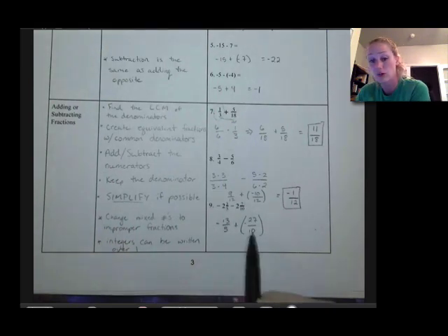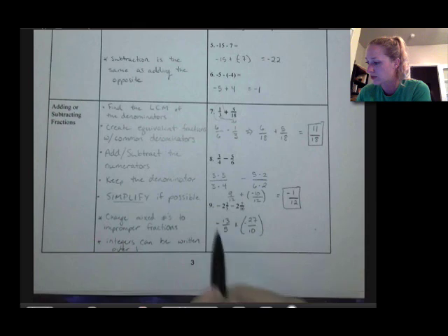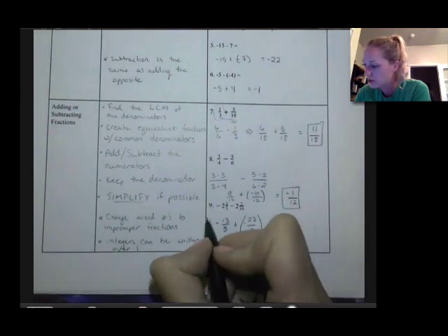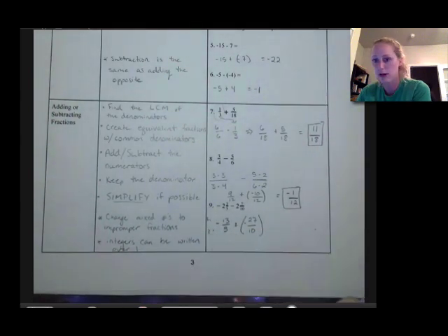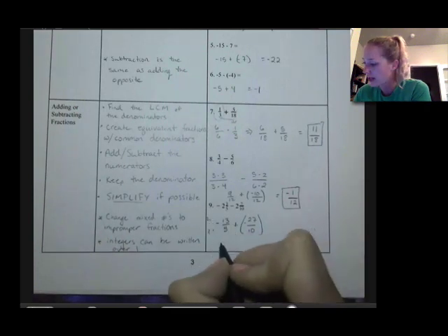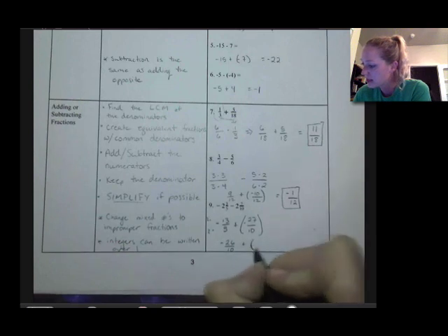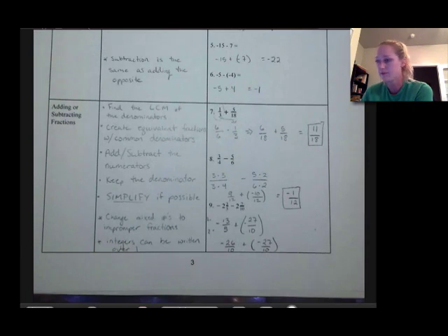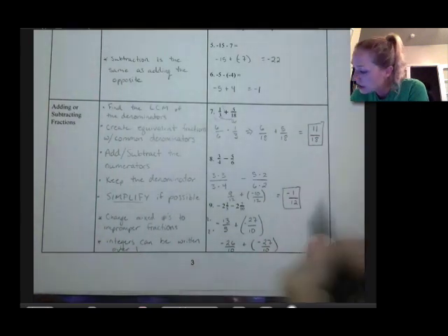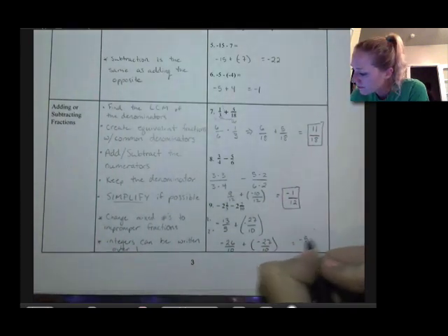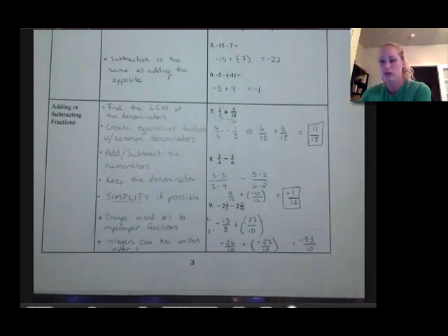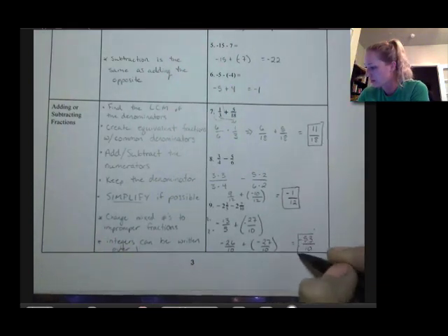So 5 does go into 10, so that means I'm just going to multiply this one by 2. So I'm going to do times 2 on the top, times 2 on the bottom. So I get negative 26 over 10 plus negative 27 over 10. I don't have to change that one. It already has a denominator of 10. Negative 26 plus negative 27, let's see, that's negative 53. I don't think we have to simplify this one either.